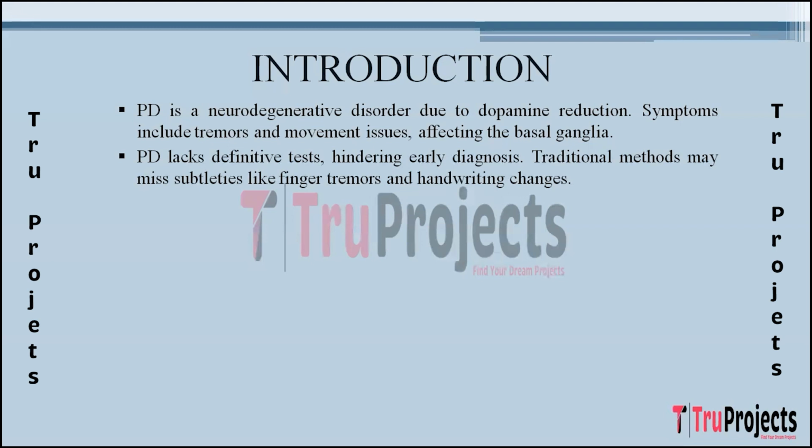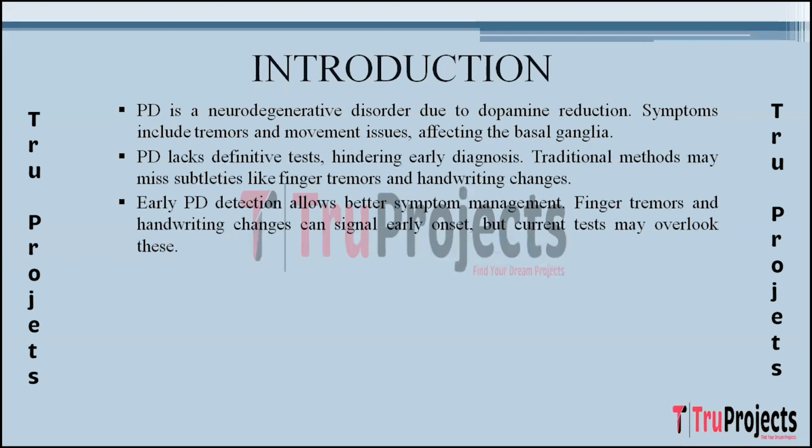Early detection is crucial for effective management, but there is a lack of specific diagnostic tests, making it challenging to identify the disease in its early stages. Early detection of PD allows for better symptom management and the potential to delay disease progression. Finger tremors and handwriting changes known as micrographia can be early indicators. However, traditional diagnostic methods may not effectively capture these subtleties.